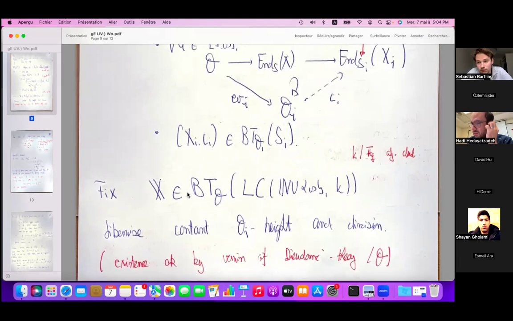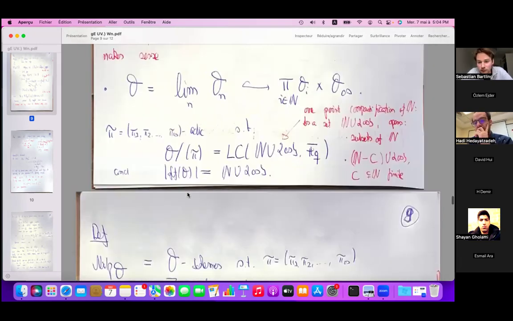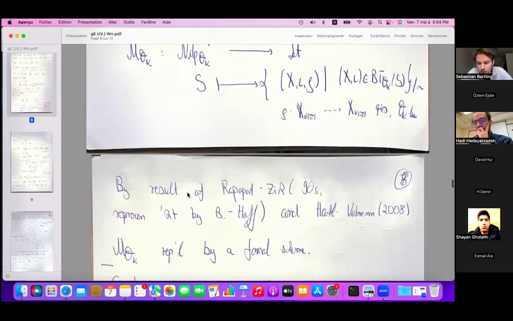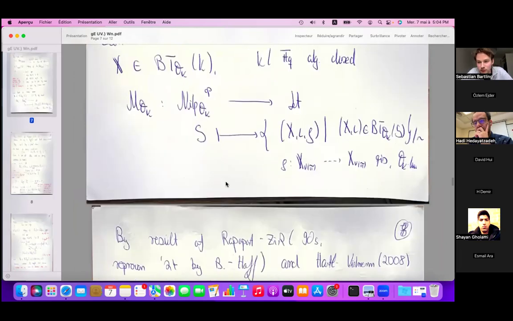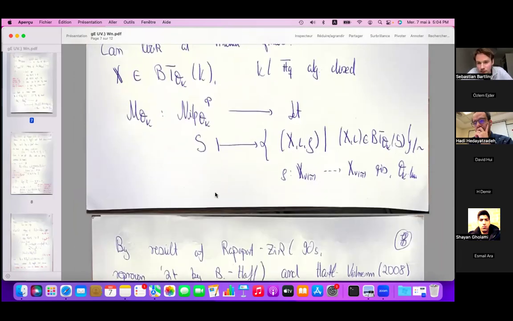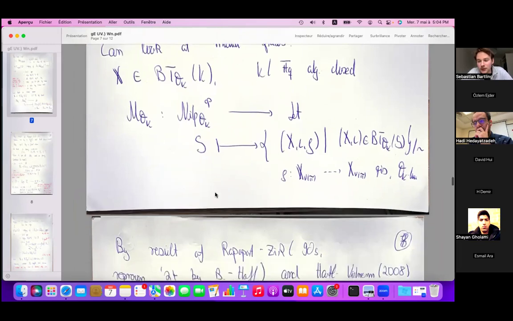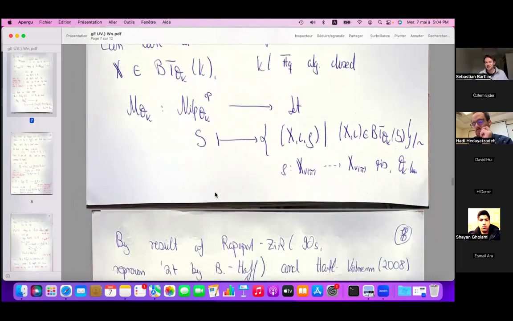By the way, this Hartl-Viehmann Rapoport-Zink space for general G was constructed as part of my thesis. But you probably use the Shtuka perspective, right? For any G, you have the Shtuka perspective.